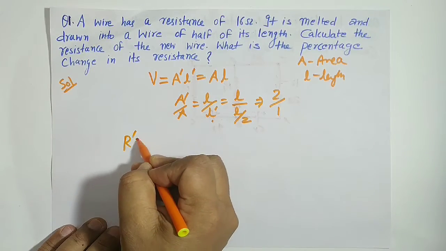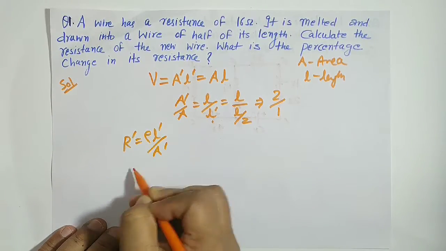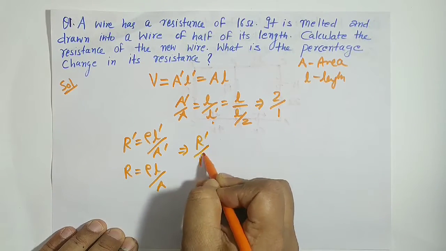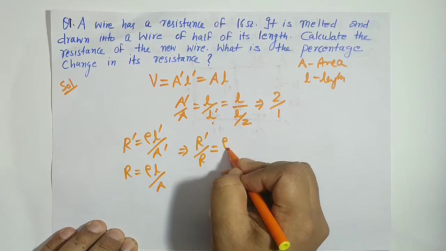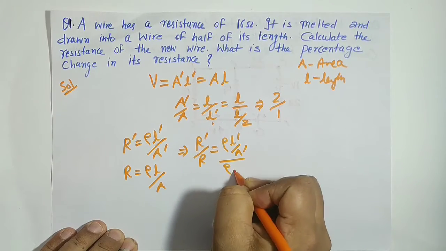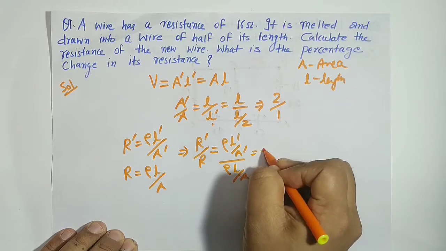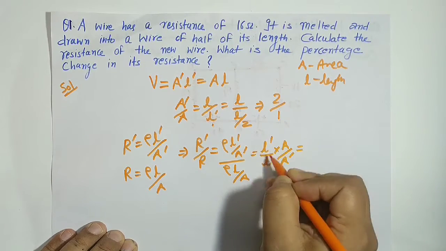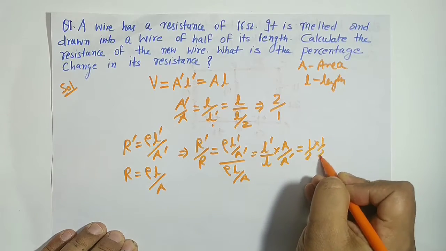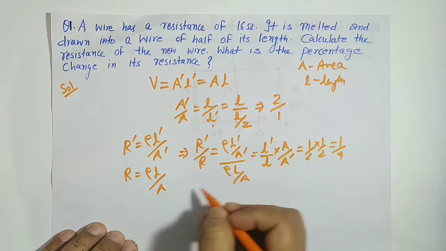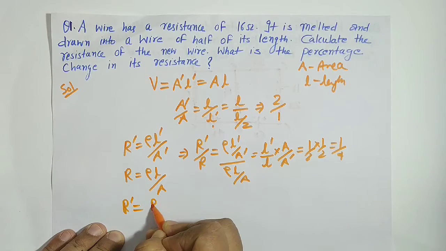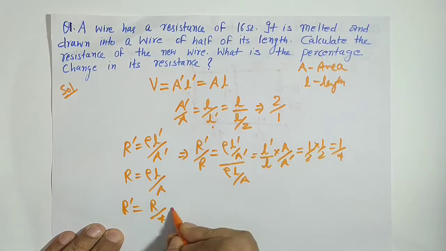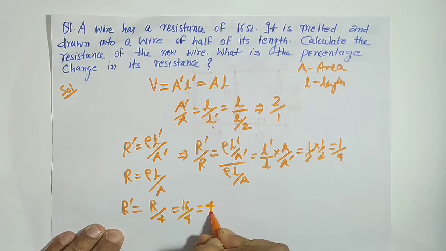Now we know that R dash is rho L dash by A dash, and R is rho L by A. So we will take the ratio R dash by R. It becomes rho L dash by A dash upon rho L by A. So you find it will be L dash by L into A by A dash. Solve it out. It is half into half, which becomes 1 by 4. So R dash, the resistance, becomes R by 4. What is R? R is given as 16 ohm. So 16 by 4, we get 4 ohm as the answer.